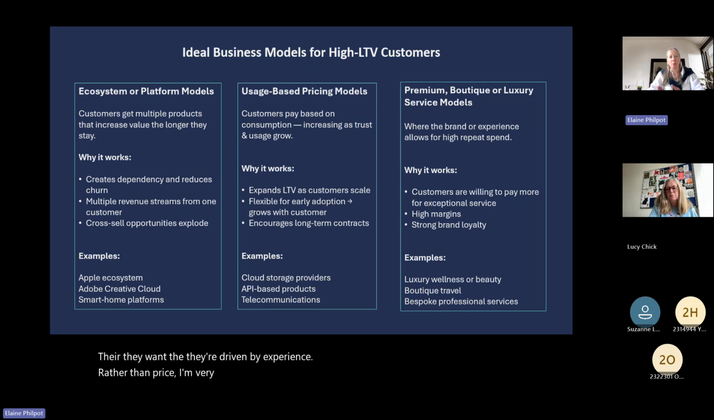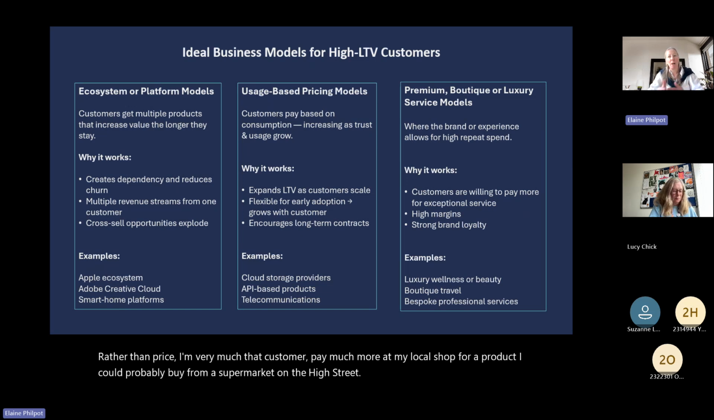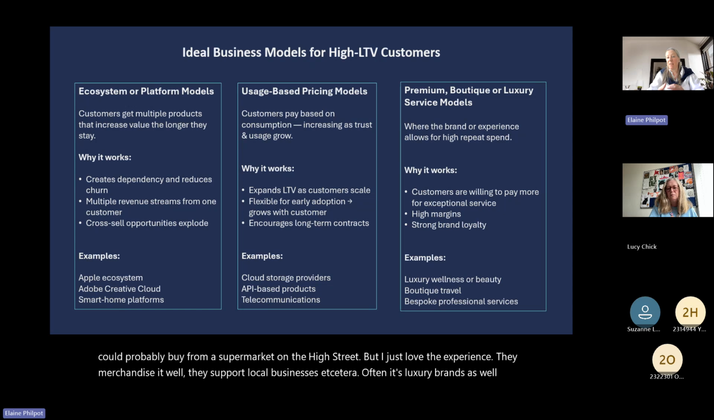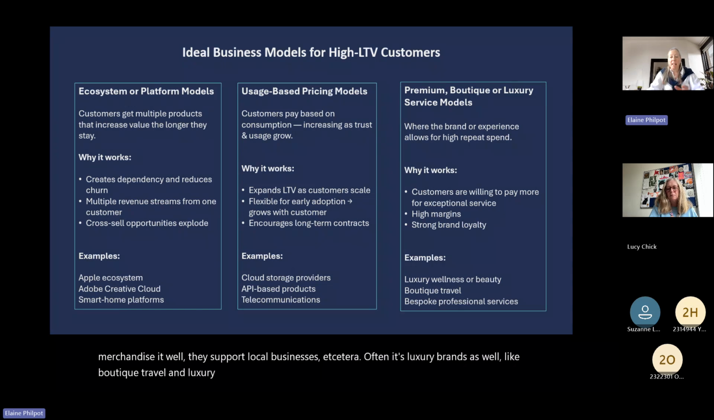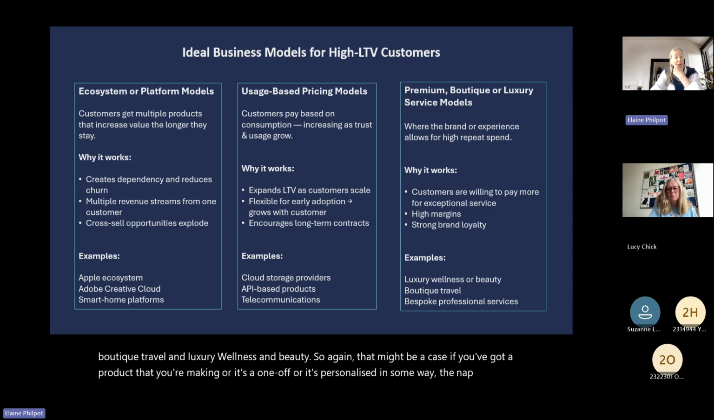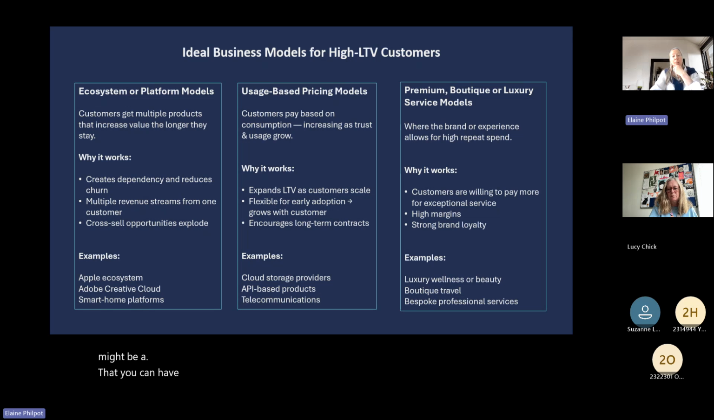I pay much more at my local shop for a product I could probably buy from a supermarket on the high street, but I just love the experience. They merchandise it well, they support local businesses, etc. Often it's luxury brands as well, like boutique travel, luxury wellness and beauty. So that might be a case if you've got a product that you're making, or it's a one-off, or it's personalized in some way, then that might be a model that you can have a look at and think about. But it can create strong brand loyalty.